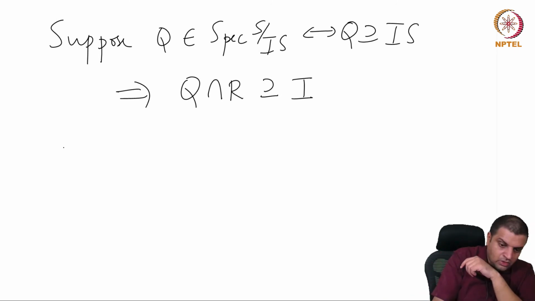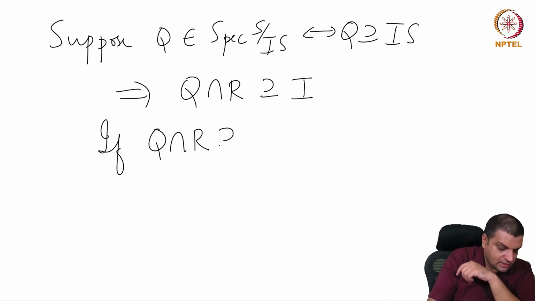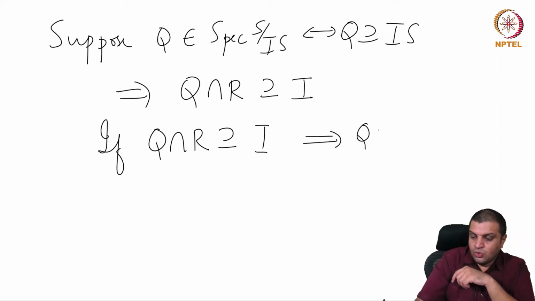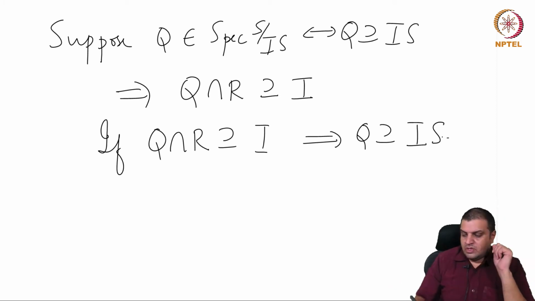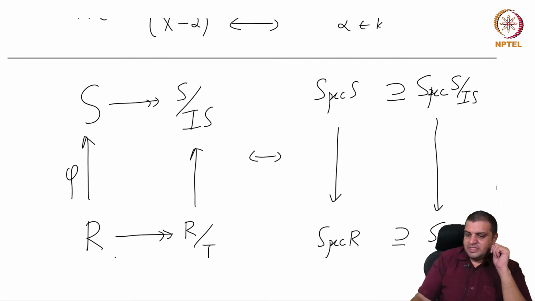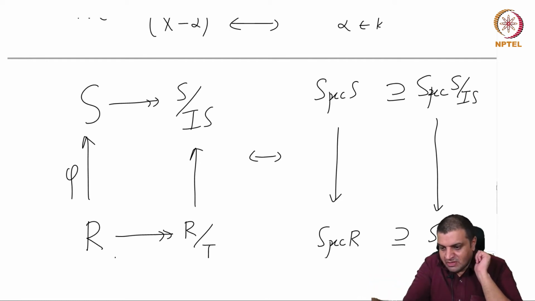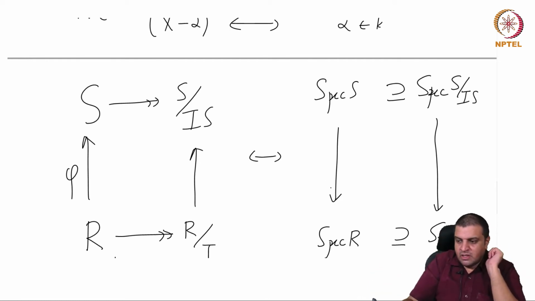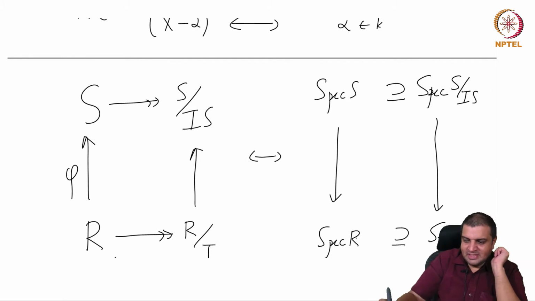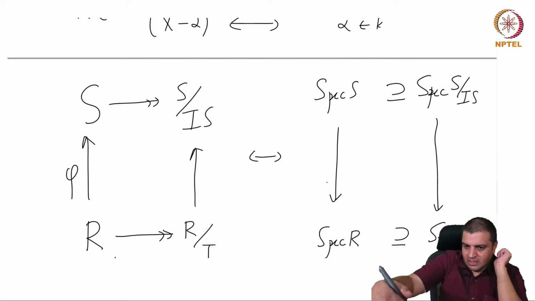Now, conversely, if Q contracted to R contains I, then Q will contain IS. That is the other direction, which again is not explicitly stated here. Suppose I take a closed subset of spec R, which is spec R mod I. What is its inverse image? Well, all the primes in the inverse image through this map will actually be primes here. So therefore, we get this diagram. I had not checked that this is a meaningful diagram when I wrote it. Now we have checked it.